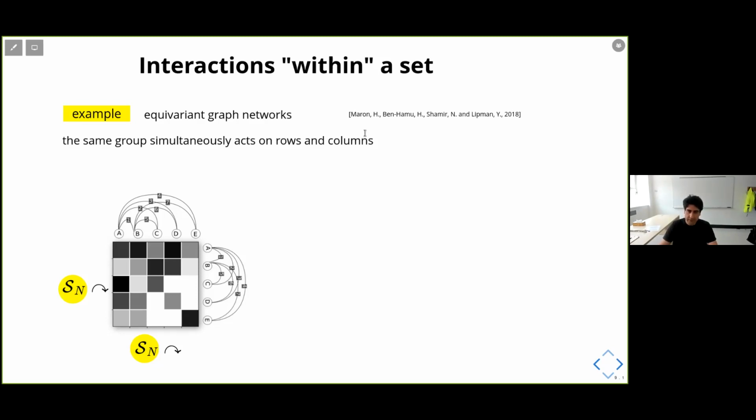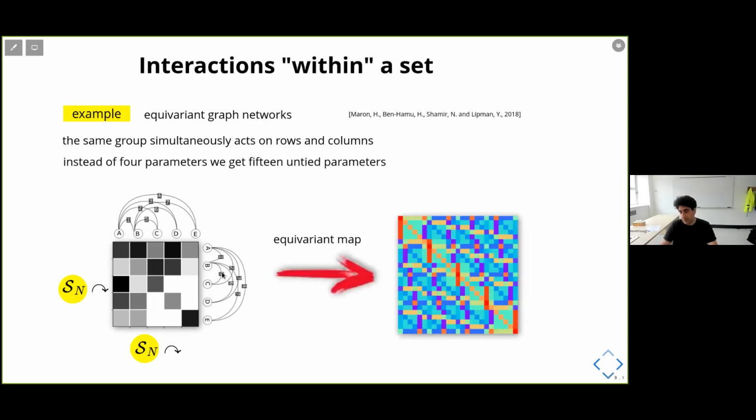In this case, Moran et al. show that instead of the 4-parameter matrix that we got, they get a 15-parameter model. I mean, they don't present the work as parameter sharing using the parameter sharing formalism, but you can get the parameter sharing matrix with it as well. And it looks like this.